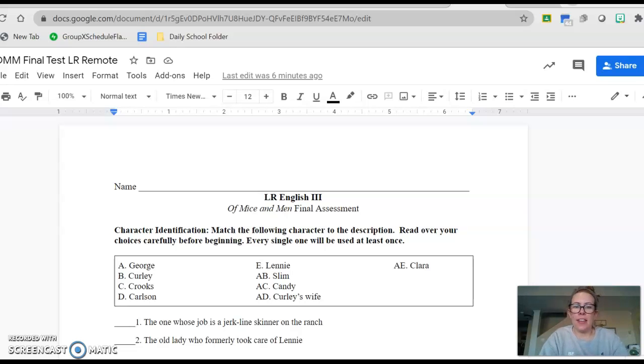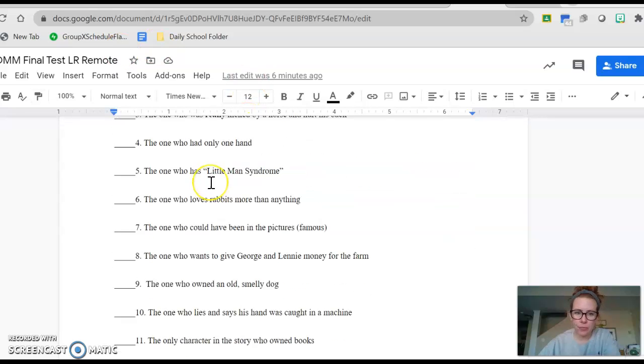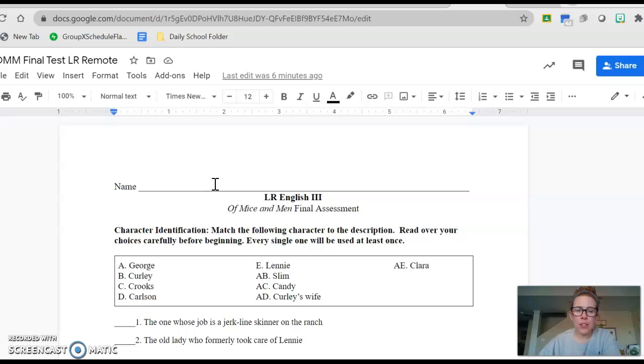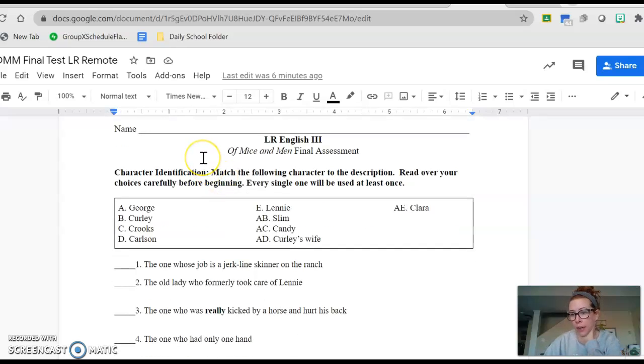Hello. This is the Of Mice and Men final assessment. Please make sure that you put your name on it. And then the first 13 questions are character identification. And you guys remember you can use all your notes. You can use the book. All right, you can use whatever.